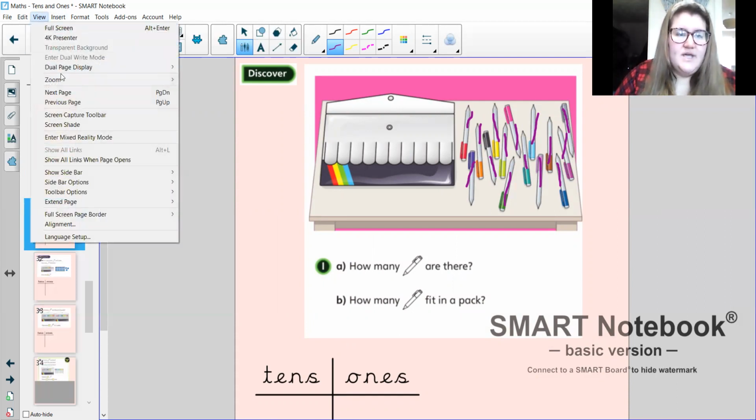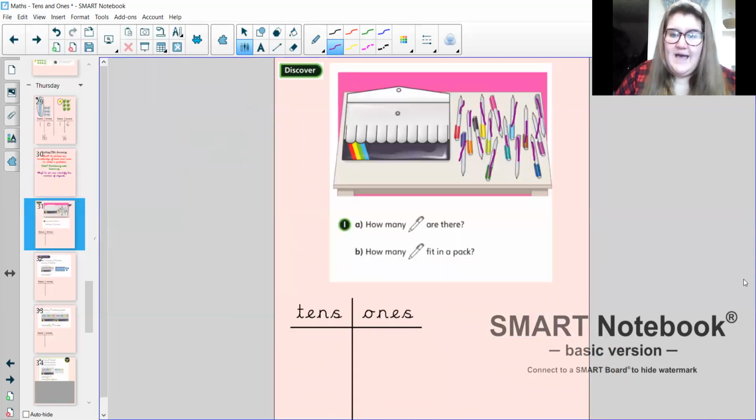Okay, so make sure it's always a good idea to sort of cross them out as you count them, then you're not going to count them again. So I've got 15 pens, okay?